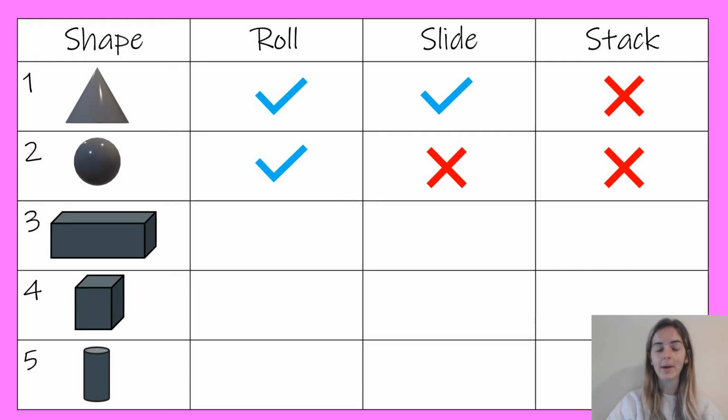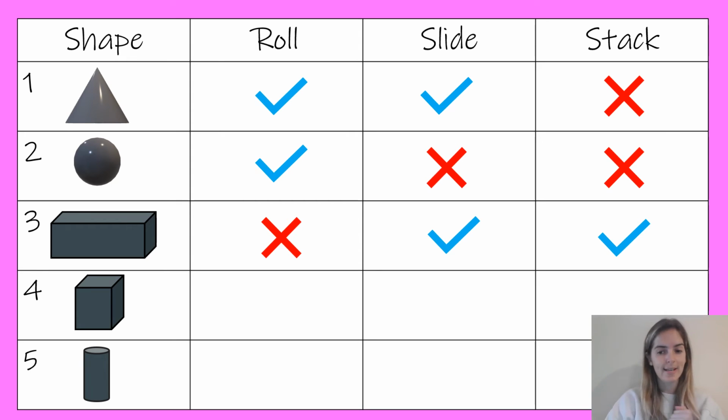What about number 3, my rectangular prism? Now, when I remember a rectangular prism, I always think of a tissue box. Can it roll? No, it can't roll. It can slide, so if you push it, it will slide along. And it can stack because it's got the flat faces, so it makes it easy for us to put things on top of it.